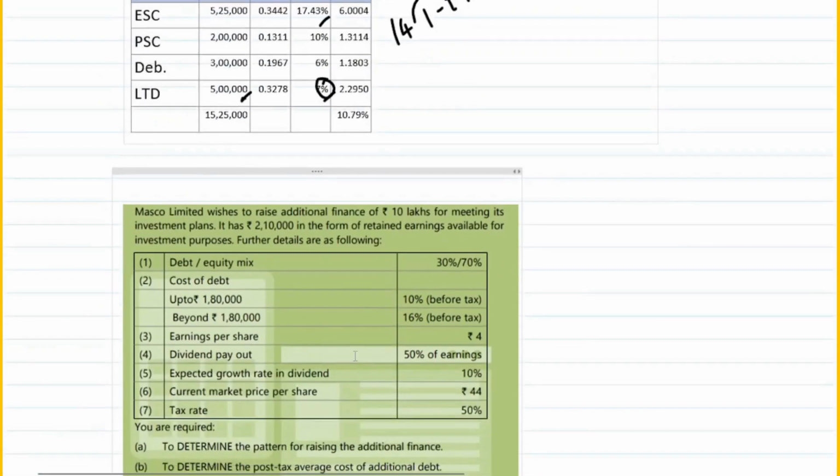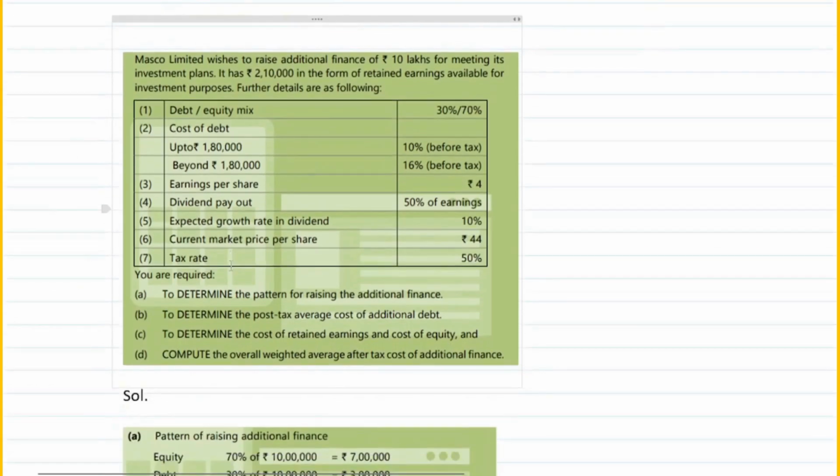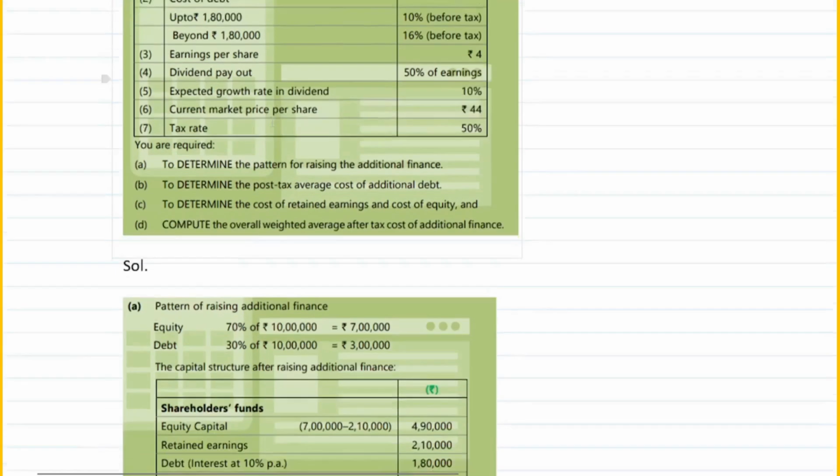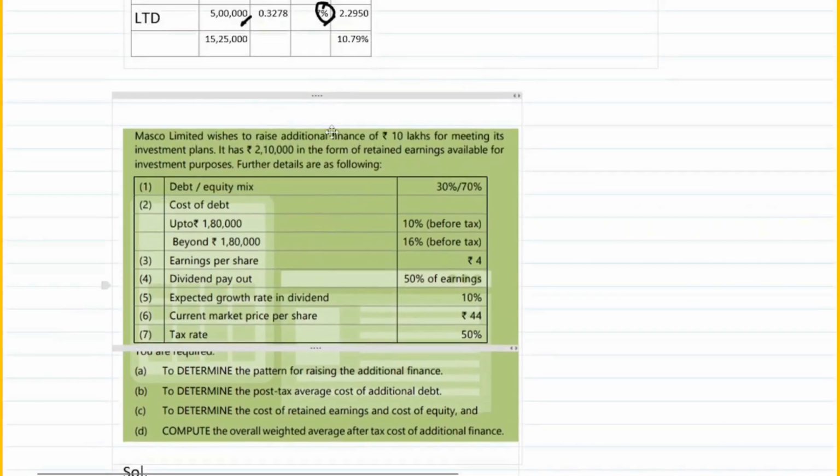The next question, this is from the CA study material. It's a little tricky question, but I want you to know this question. We can expect such questions in your examination. So M Limited wishes to raise an additional finance of 10 lakhs for meeting its investment plans. It has 2,10,000 in the form of retained earnings available for investment purposes. So first thing what you need to remember is that whatever is the retained earnings would be a part of my equity. This you have to remember. We'll go further to the question.